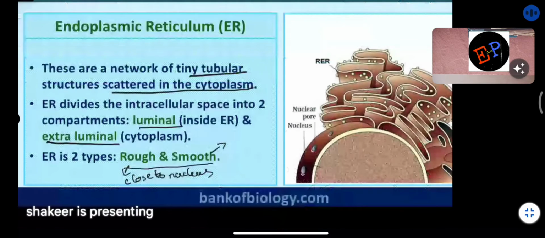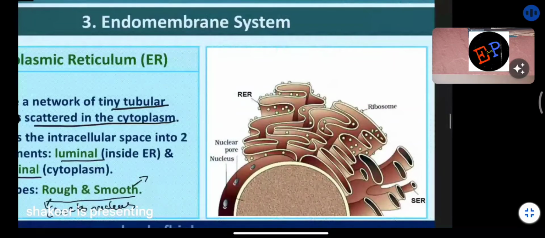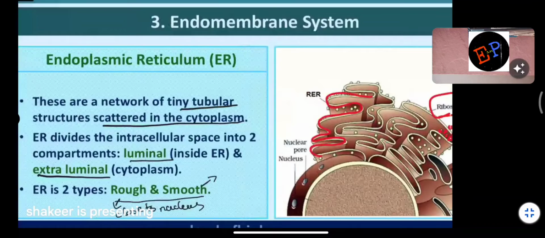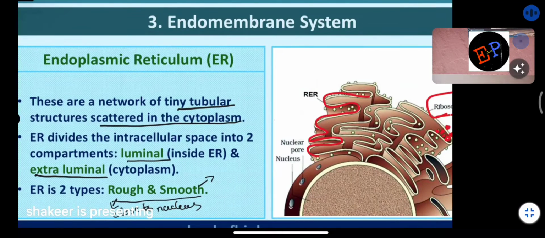See the structure and arrangement of this rough endoplasmic reticulum. This is how it is arranged, and the small dots you are seeing are nothing but ribosomes. So what is the main point here? Endoplasmic reticulum divides the space of the cell into two regions, luminal region and extraluminal region. That's it.